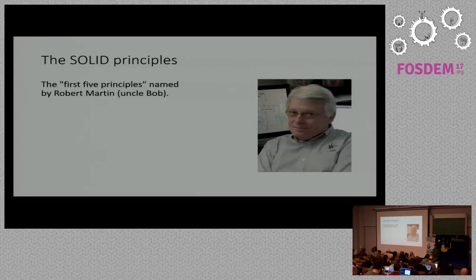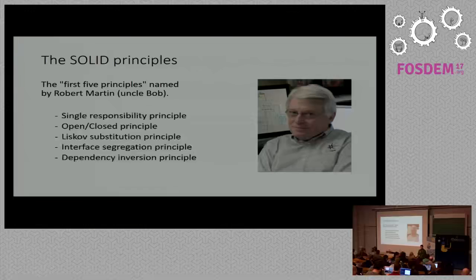The SOLID principles are actually the first 5 principles named by Robert Martin, and he's also known as Uncle Bob. And these are the 5 principles. So first we have the single responsibility principle, and that's the idea that a function or a class or a module is supposed to do only one thing. Or as Robert Martin puts it, a class should have only one reason to change.